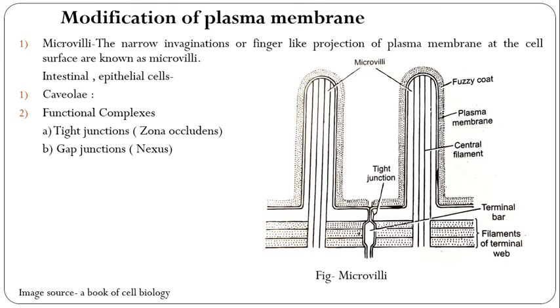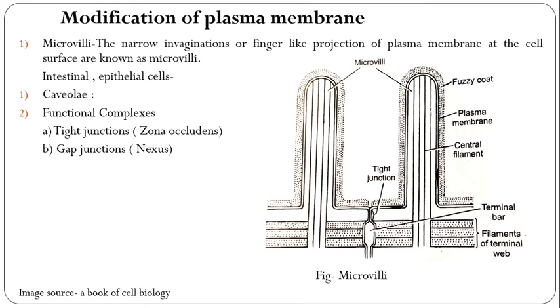The microvilli of the intestine are about 0.6 to 0.8 micrometer long and only 0.1 micrometer in diameter. They are a device for increasing the effective surface area for absorption. A single cell may contain as many as 3000 microvilli.